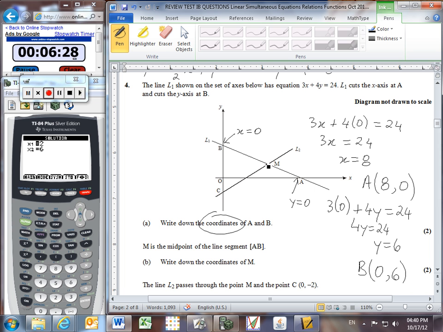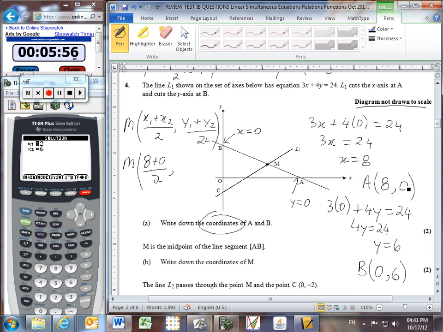So M is right in between A and B. Now it says that the diagram is not drawn to scale, so don't worry about the fact that it doesn't look like it's the midpoint. You're told that it is, so it is. We need to find the midpoint of points A and B. We know that the midpoint can be found by taking the average of the x-coordinates and the average of the y-coordinates. And so let's substitute in our known values. 8 plus 0 over 2.